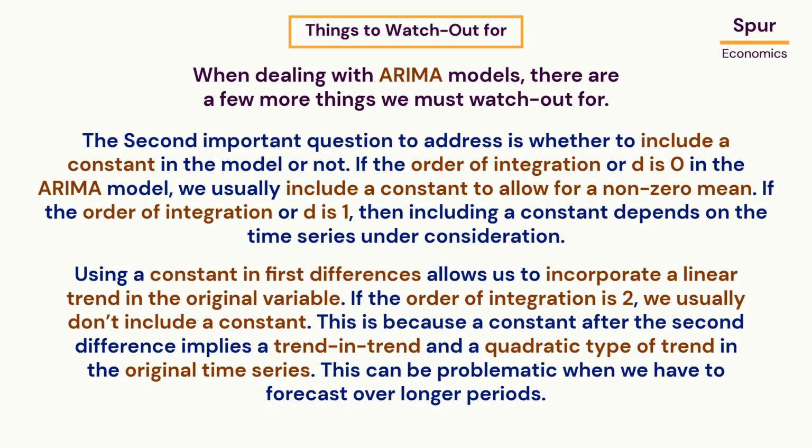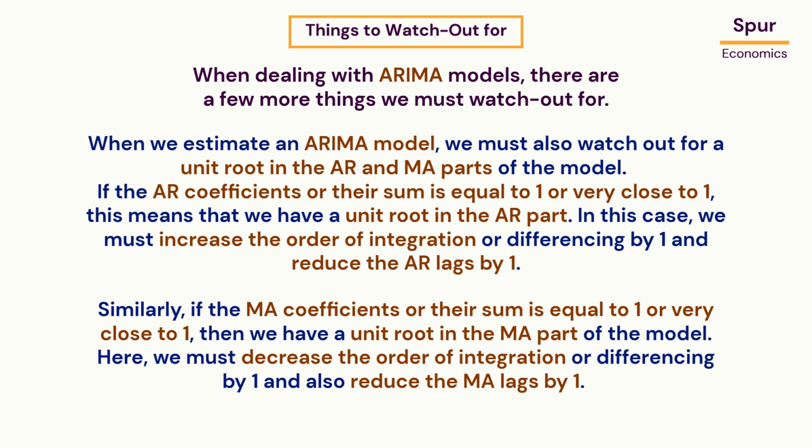This is because a constant after the second difference implies a trend in trend and a quadratic type of trend in the original time series. This can be problematic when we have to forecast over longer periods. When we estimate an ARIMA model, we must also watch out for a unit root in the AR and MA parts of the model. If the AR coefficients or their sum is equal to 1 or very close to 1, this means that we have a unit root in the AR part.